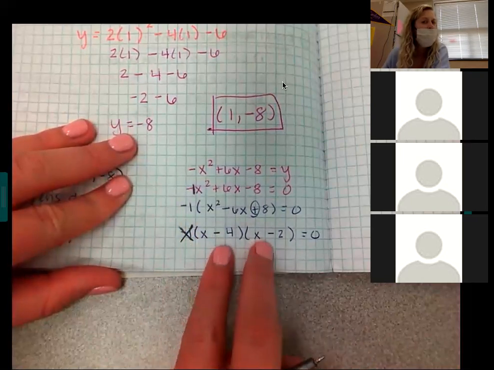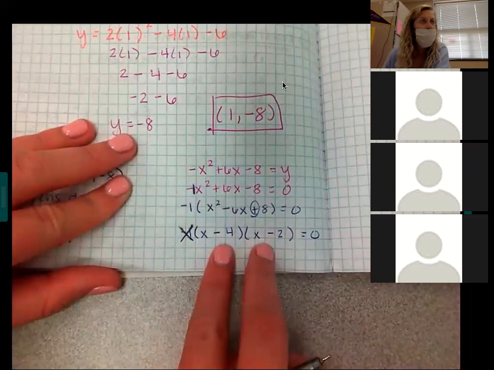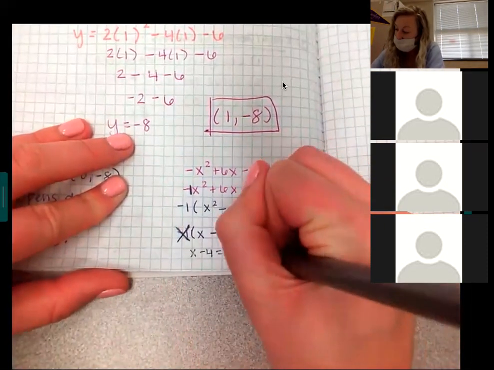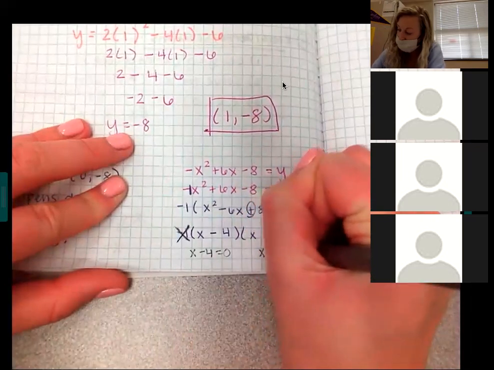Now, what do I do with these two? They're already factored. Set them equal to 0. X minus 4 equals 0, and x minus 2 equals 0, and you're going to solve them both for x, right?